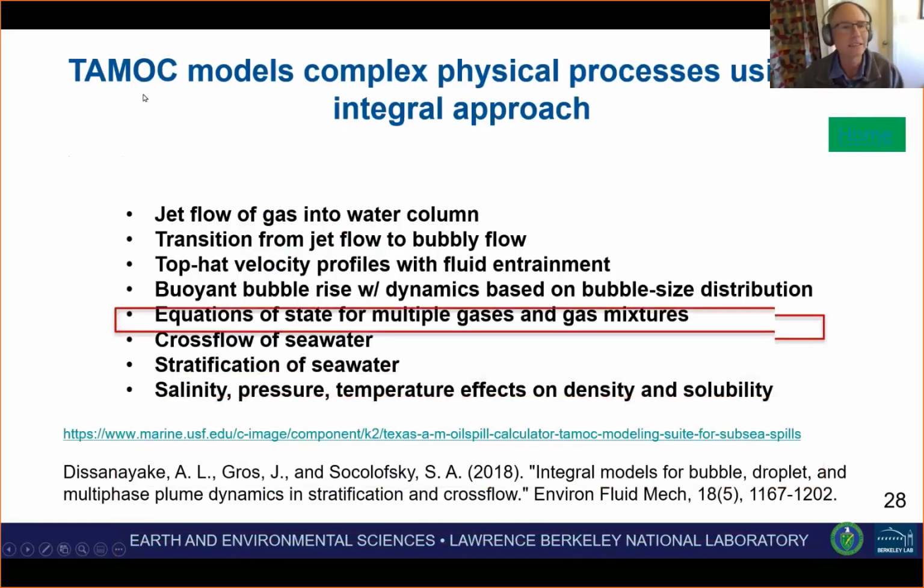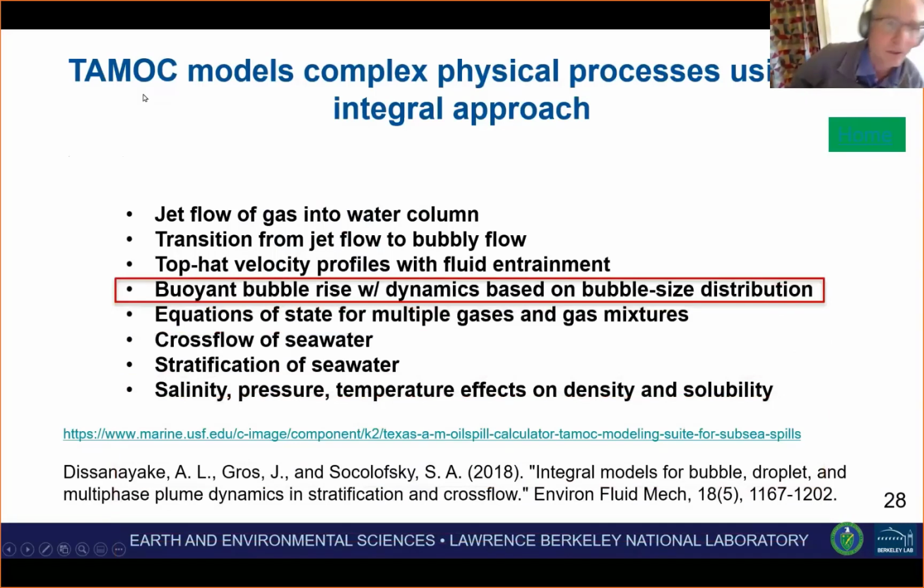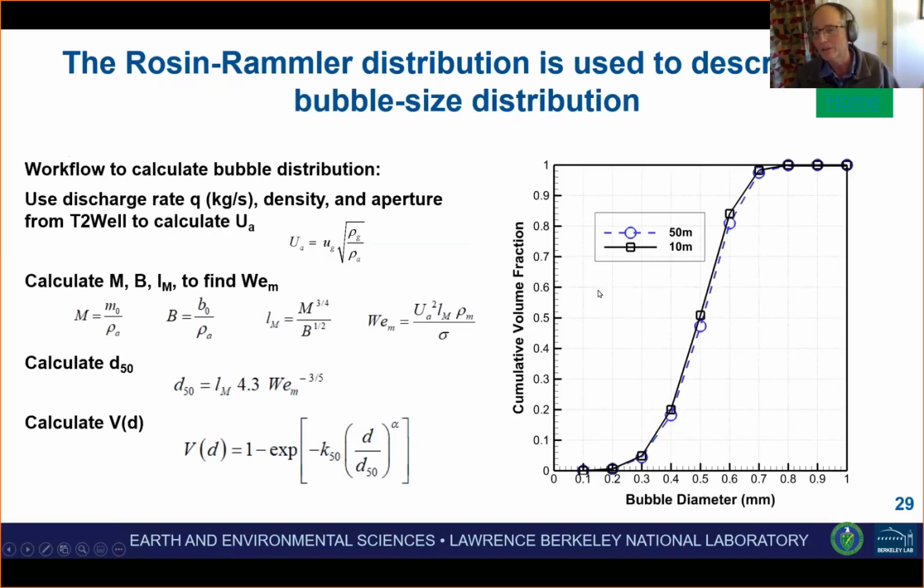So TAMOC is the Texas A&M oil spill calculator or outfall calculator, and it models a whole lot of different things as you see here by this integral approach, not a CFD approach. And one of the most important aspects of it, or most important inputs, is the bubble size distribution. And so that's something you calculate a priori based on the speed of the input, the source. And so this is the workflow that we use to give the bubble size distribution to TAMOC. It assumes this Rosin-Rammler distribution, and it's basically based on density and velocity and the length scale of the fluid that's coming into the source.